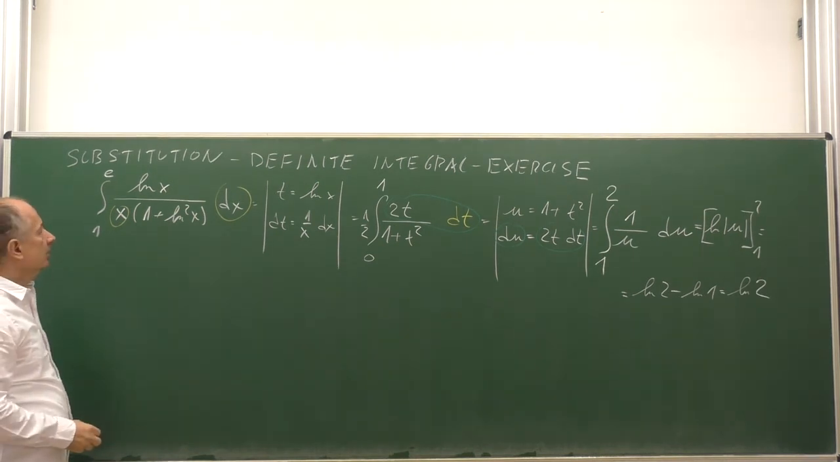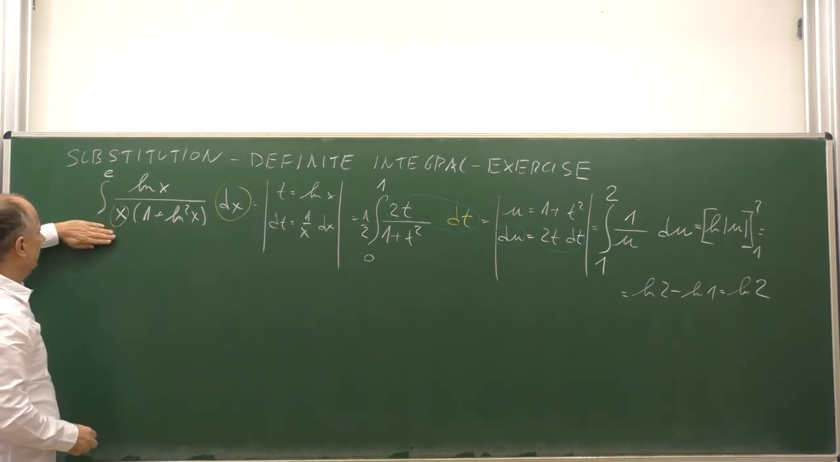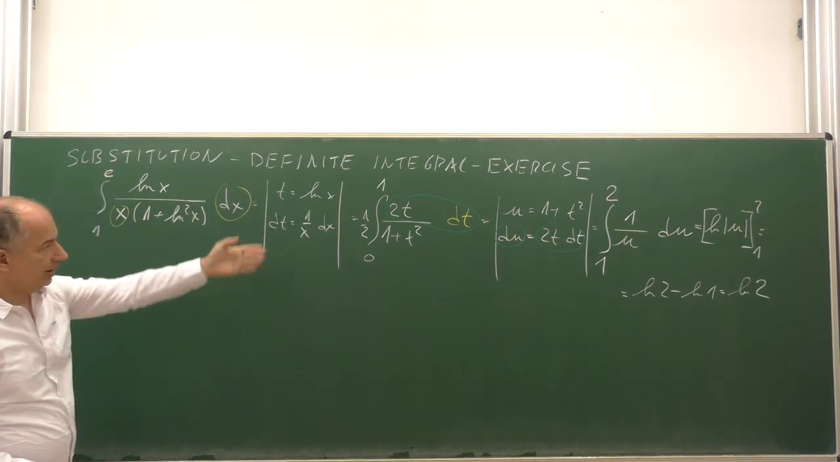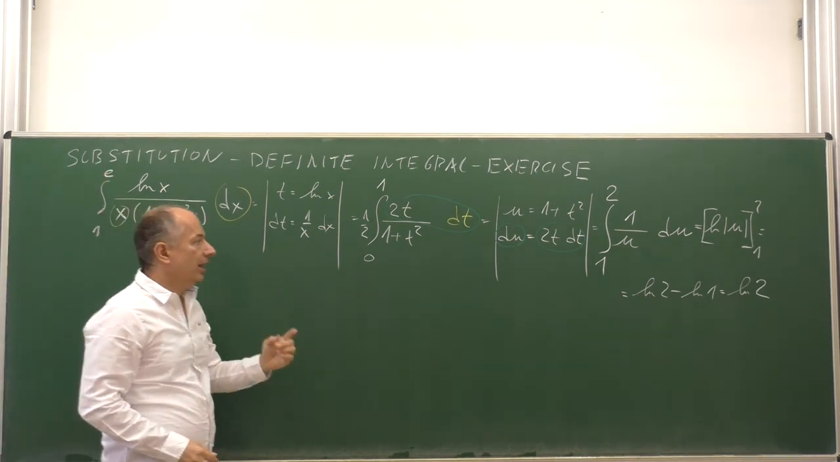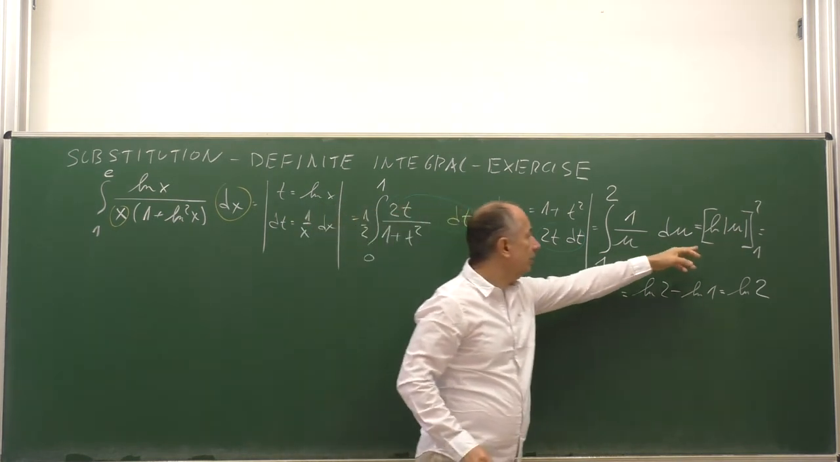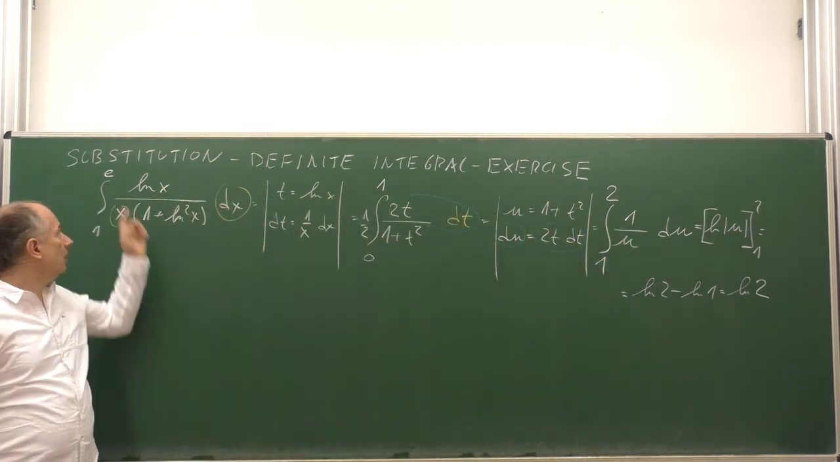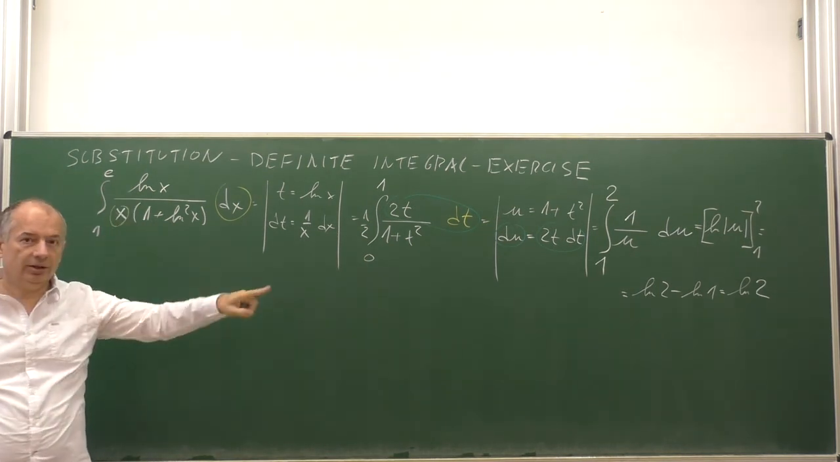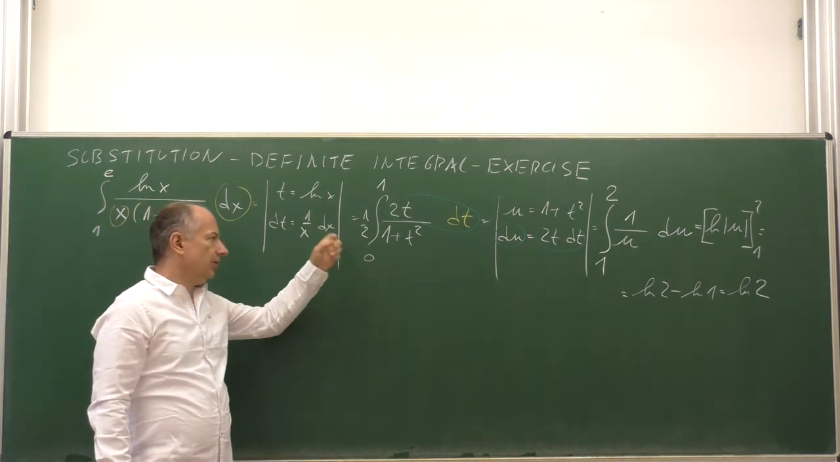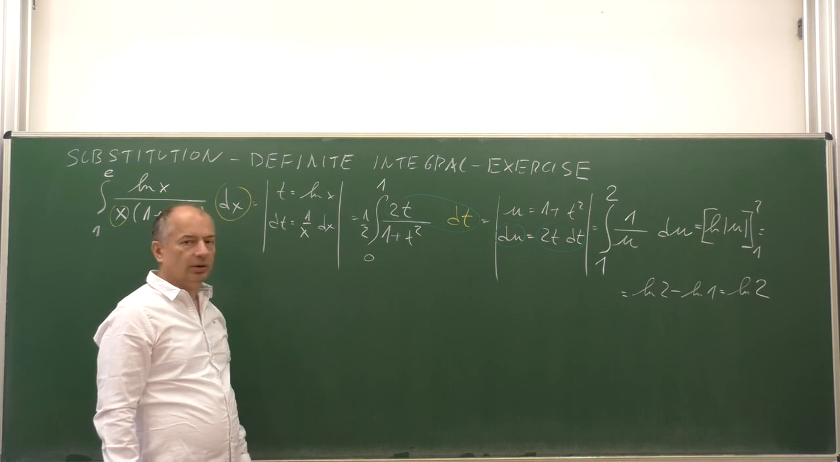Perhaps another alternative would be to forget the limits and compute the antiderivative, but then we must go back from u to t and from t to x, and then we substitute the x limits for the antiderivative in x. But this is easier, this is shorter in most cases.